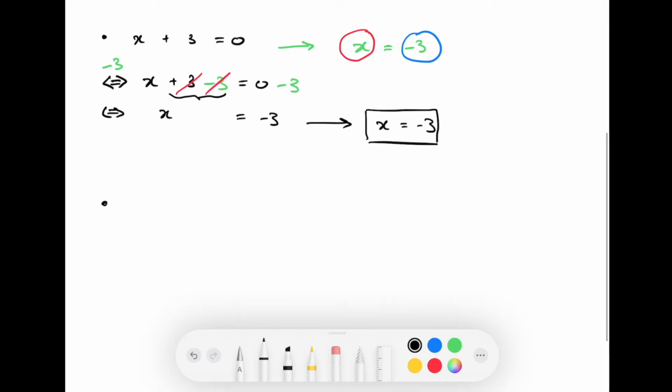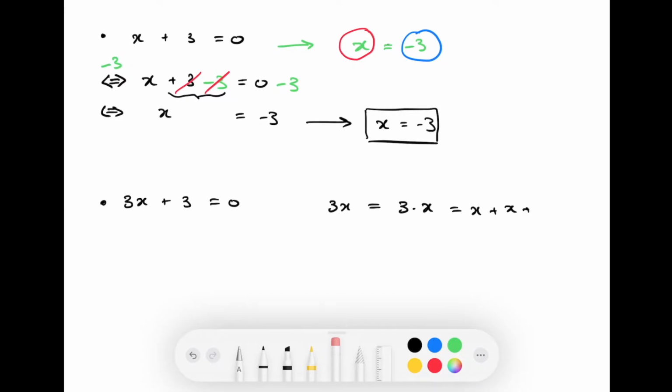Let's look at the second exercise. 3x plus 3 is equal to 0. Now, what does this 3x mean? So 3x just is 3 times x, or in other words, it's x plus x plus x. So what do we do now in this situation? Again, we want to get the x on the left-hand side of the equation, and we want to get all of the numbers on the right-hand side of the equation. So how can we achieve this?